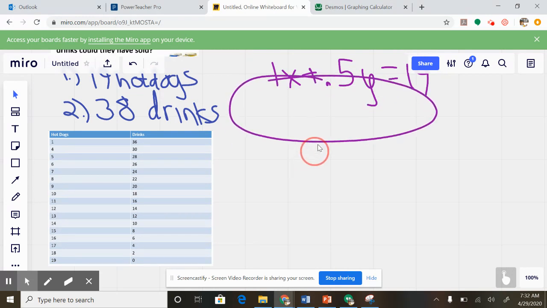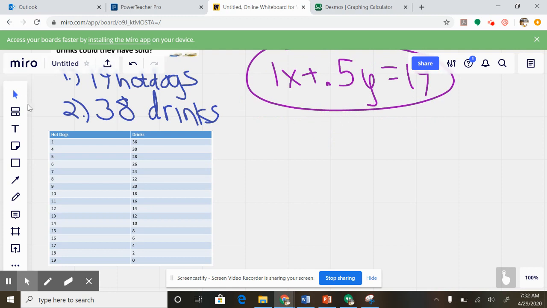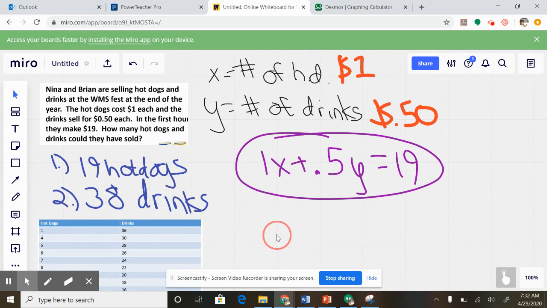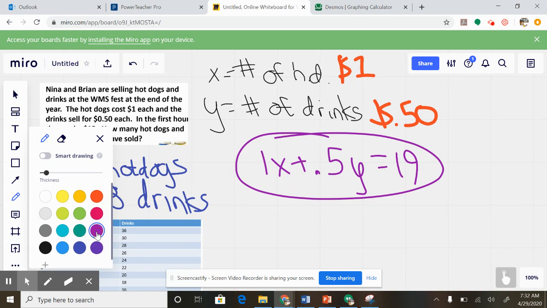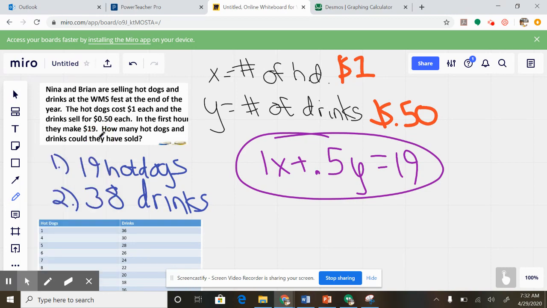Now, here's where systems of equations comes in, because right now there's a whole bunch of possibilities. So systems of equations, I need 2 equations. Right now, I only have 1 equation. So I'm going to add something onto this problem, and I'm going to say, guess what? Now I'm going to tell you how many items they sold. I'm going to say that they sold 29 items.